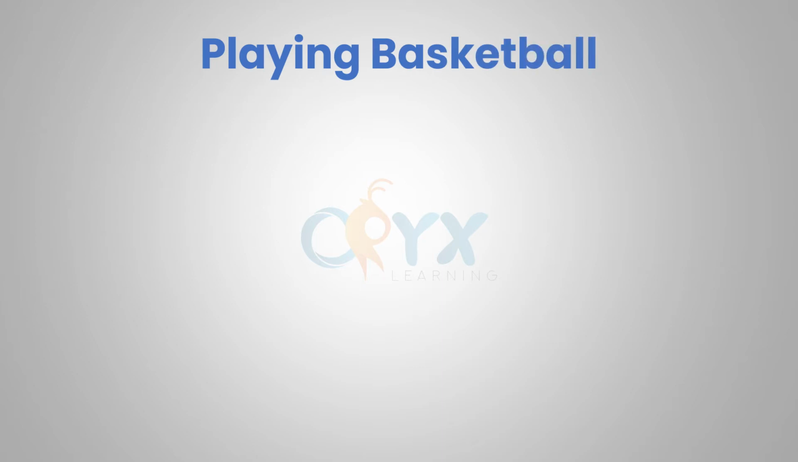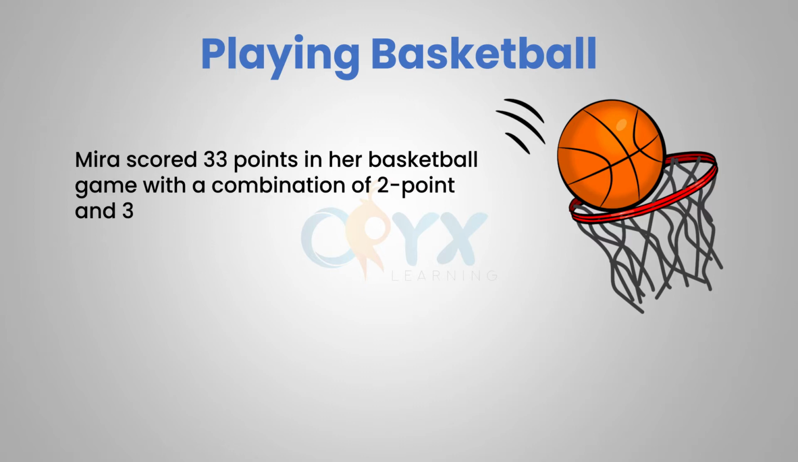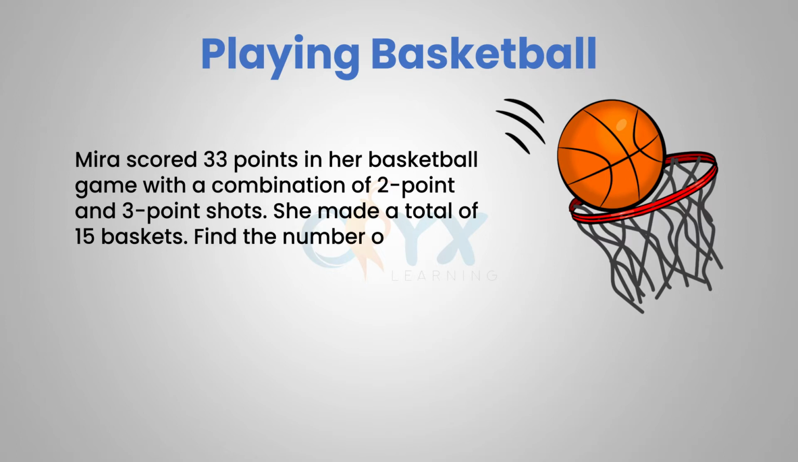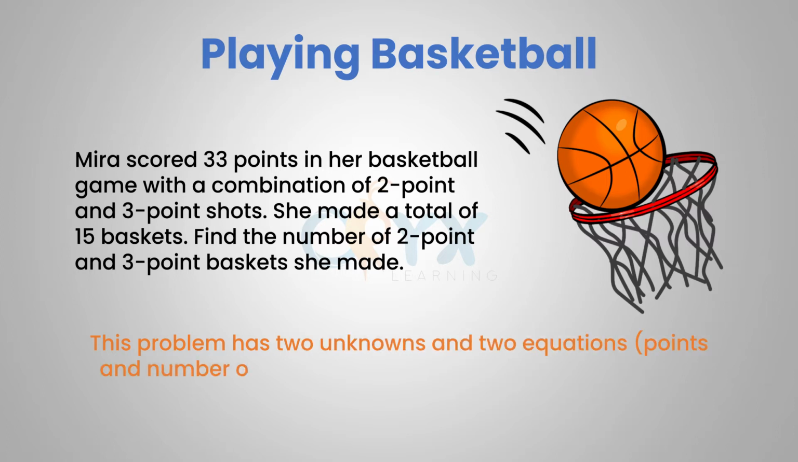In our first example, Mira scored 33 points in her basketball game with a combination of 2-point and 3-point shots. She made a total of 15 baskets. Find the number of 2-point and 3-point baskets she made. In this problem, we have two unknowns and two equations, points and number of baskets, so it can be solved by creating a system of equations.